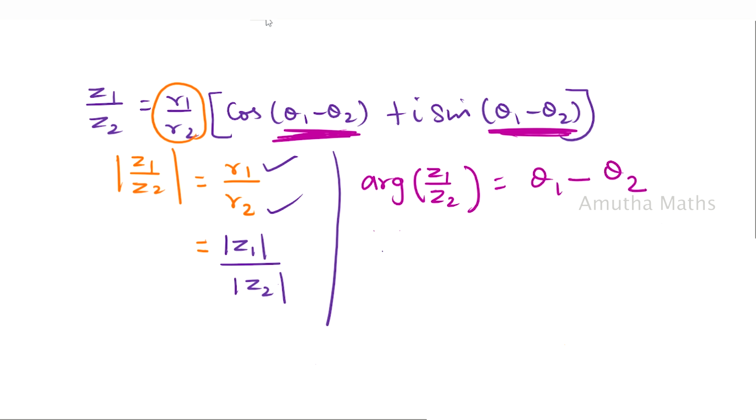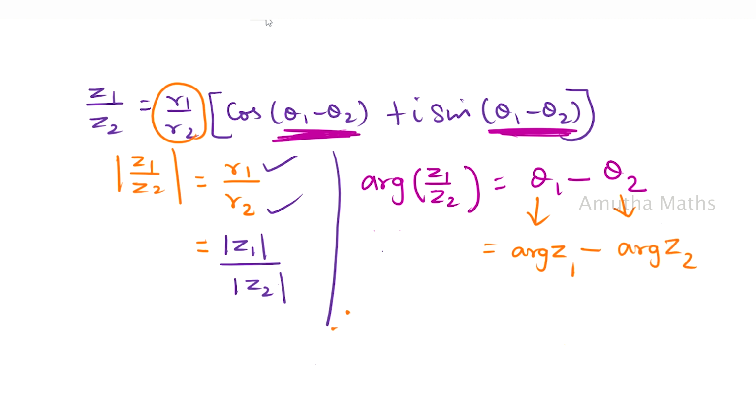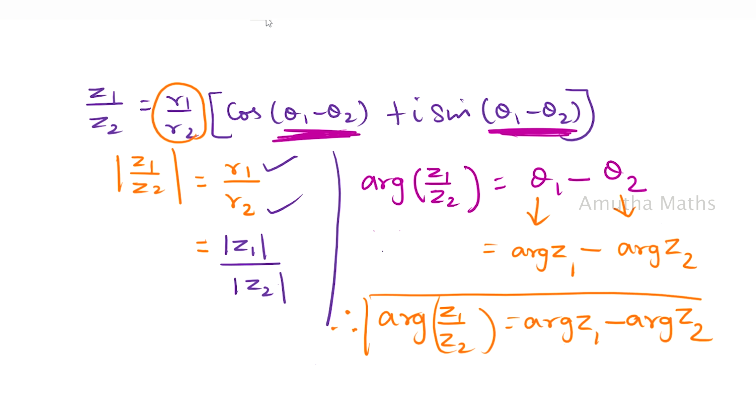Okay. Now what is this theta 1 actually? Theta 1 is the argument of Z1 minus, what is this theta 2? The argument of Z2. Okay. So we get another property of argument, that is argument of Z1 by Z2 is equal to argument of Z1 minus argument of Z2. This is another important property of argument.